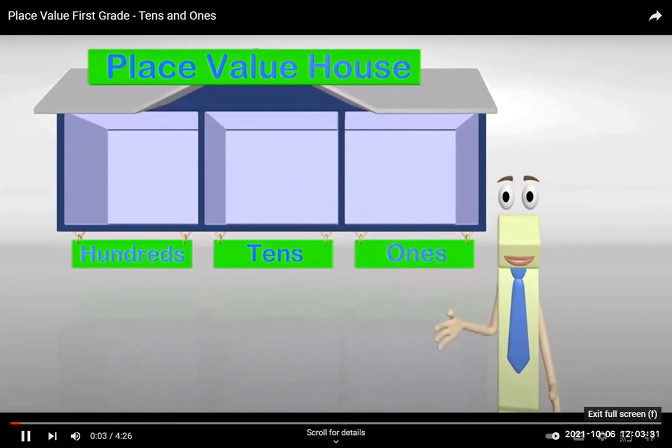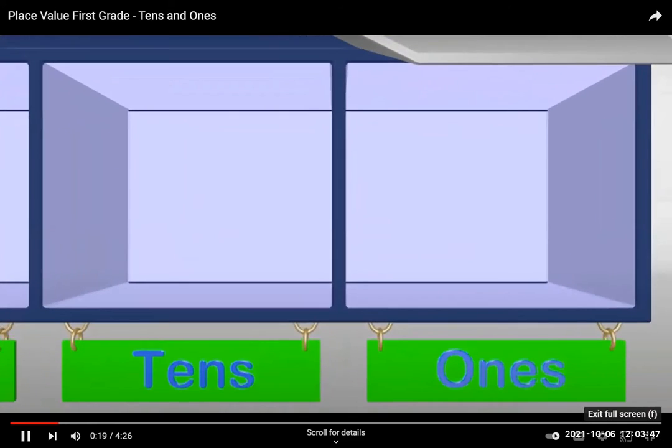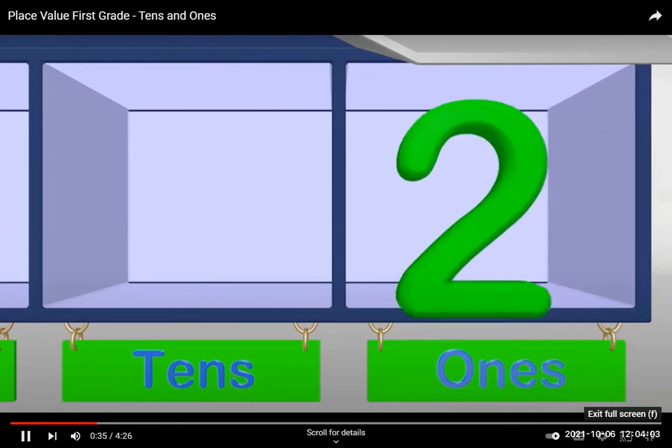Hello kids, and welcome to the Place Value House. Today we are talking about ones and tens. I have here a Place Value House that has spots for ones, tens, and hundreds. We will only be talking about the ones and tens today. Here we have the tens and ones places. There are rules in this house that have to be followed, and one of the rules is that you can only have one digit in each room. A digit is any number from 0 to 9. Let me show you what I mean.